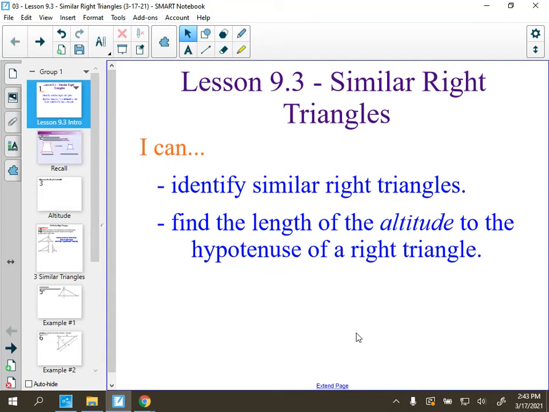Right, here we go. Welcome to lesson 9.3, geometry notes on similar right triangles. We'll build on some stuff here.